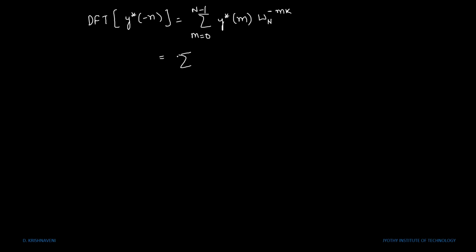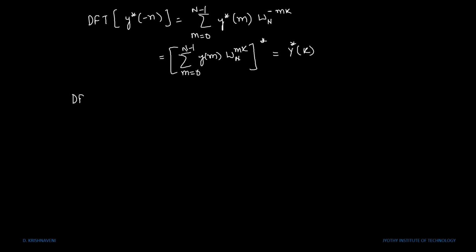So we get DFT of conjugate of y of minus n is equal to summation m equal to 0 to N minus 1 conjugate of y of m into W_N to the power of minus mk, right? Now we will take the conjugate common, so common in the sense whole conjugate we will write. So 0 to N minus 1 y of m, if I have to write whole conjugate, W_N to the power of minus mk can be written as W_N to the power of mk. So this is equal to, this is Y of k and whole conjugate. So DFT of conjugate of y of minus n is equal to conjugate of Y of k.